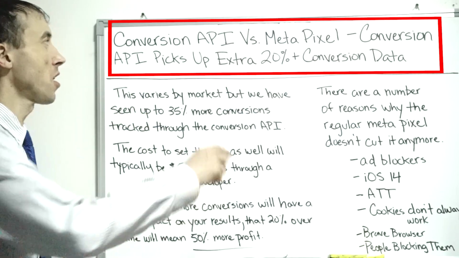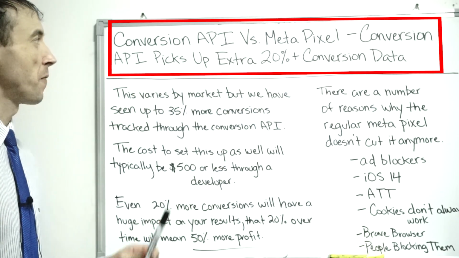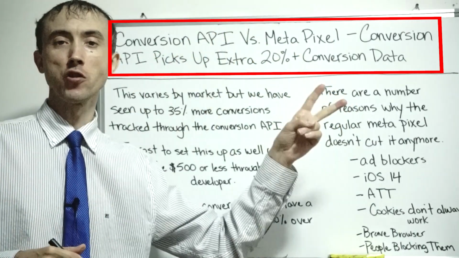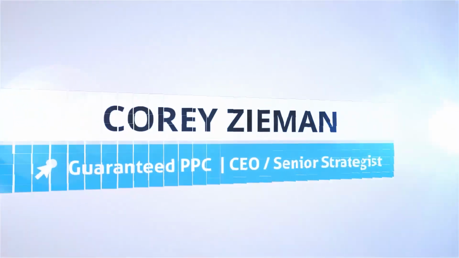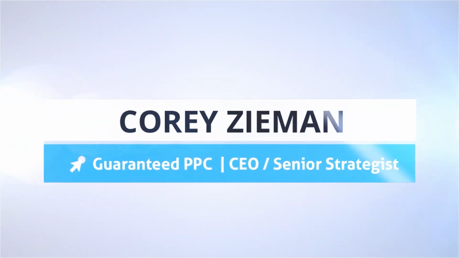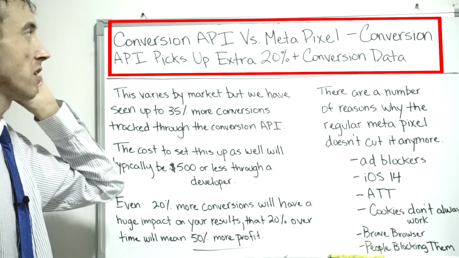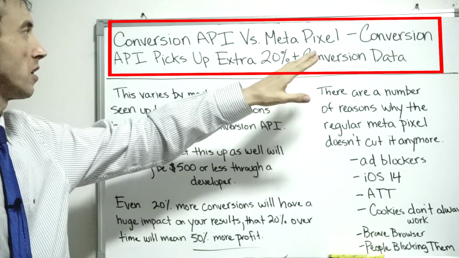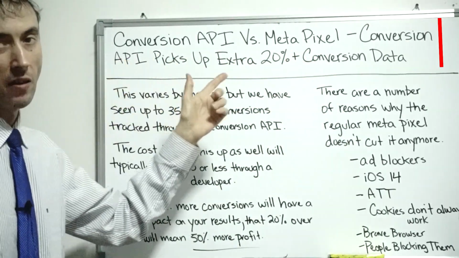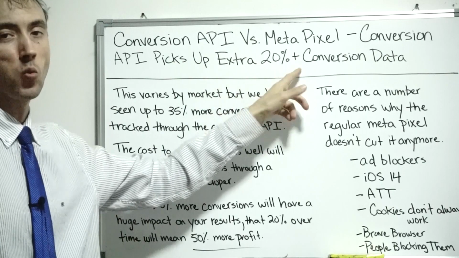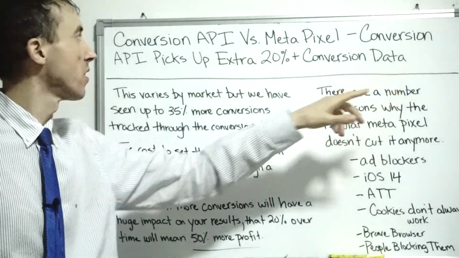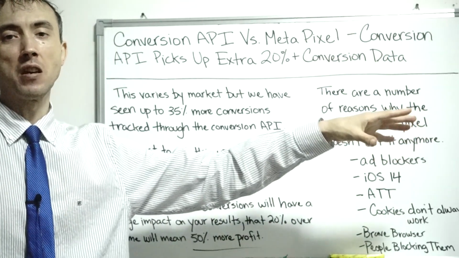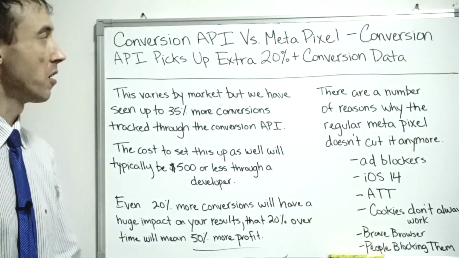Today's video, we're going to talk about the conversion API that Facebook has versus the Metapixel. Two different ways to track conversions on Facebook ads. And the main thing is, I can tell you right up front, the main point of making this video is that the conversion API way of tracking conversions picks up an extra 20+% more conversion data than the Metapixel out there. I don't see this information being conveyed elsewhere, so this is the point of the video.